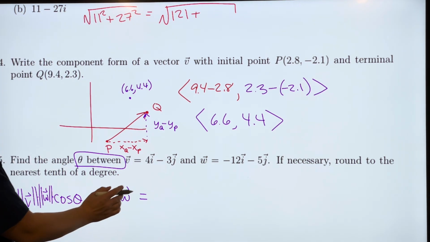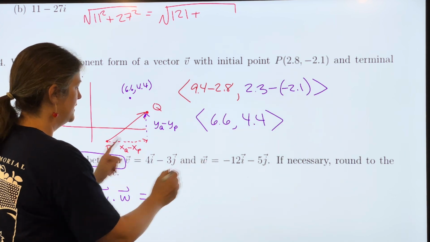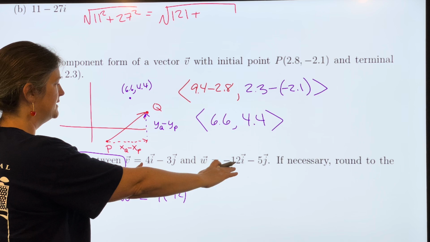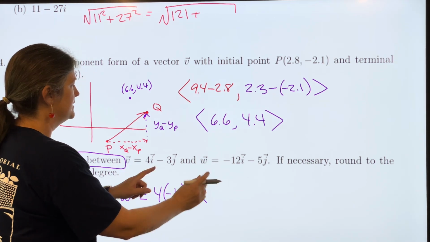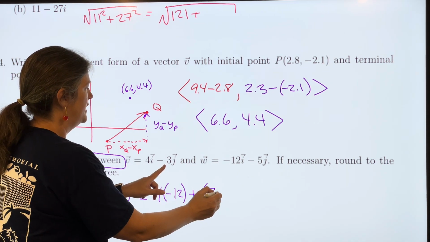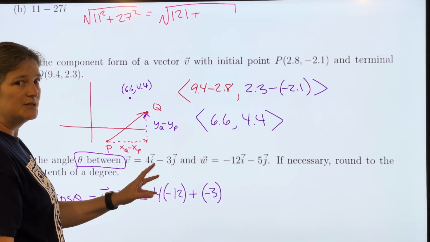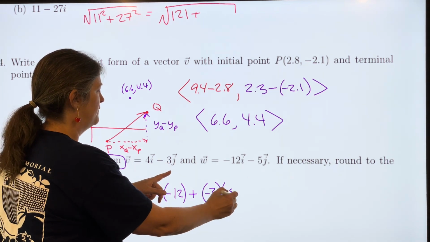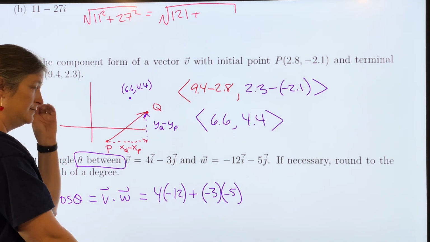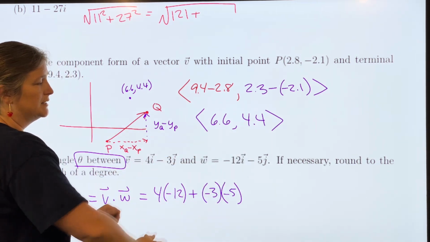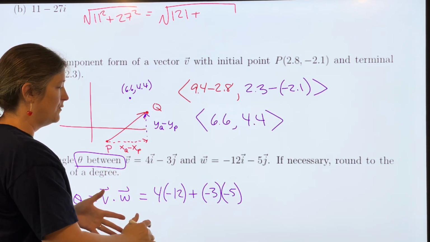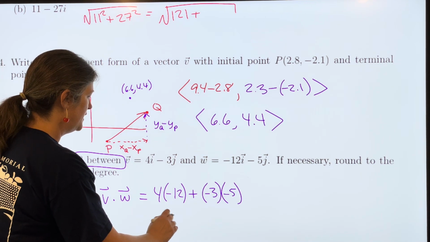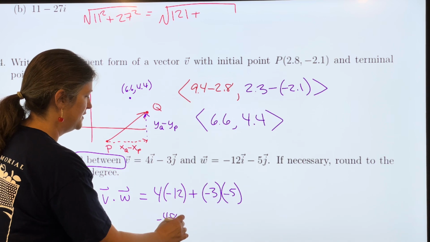So the rectangular way of doing that was to take 4 times negative 12, the x components times each other, and add to that the y components times each other. Negative 3, ignoring the j because I just need the component magnitudes. Negative 5. The j just tells me those are the parts that go up. The i tells me they're the parts that go over horizontally.